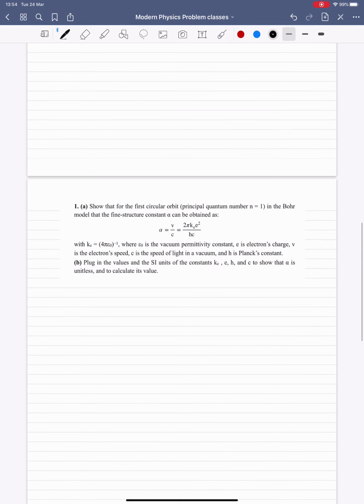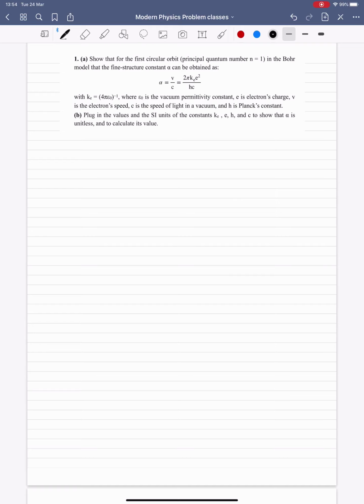Okay. Next question. Show that for the first circular orbit, using principal quantum number n equal to 1, in the Bohr model, the fine structure constant alpha can be obtained as alpha is equal to v over c, and that's also equal to 2 pi ke squared over hc, and we have a bunch of explanations for what the constants are. So let's just write that down now quickly.